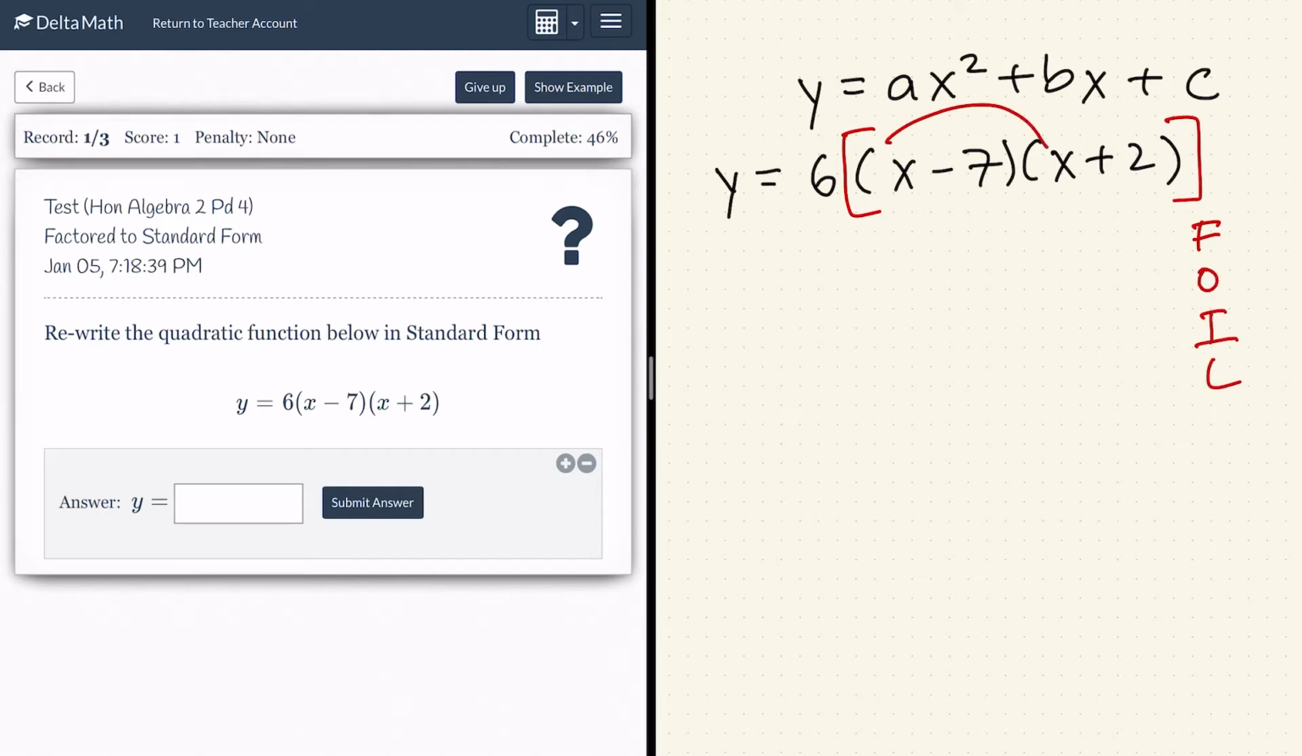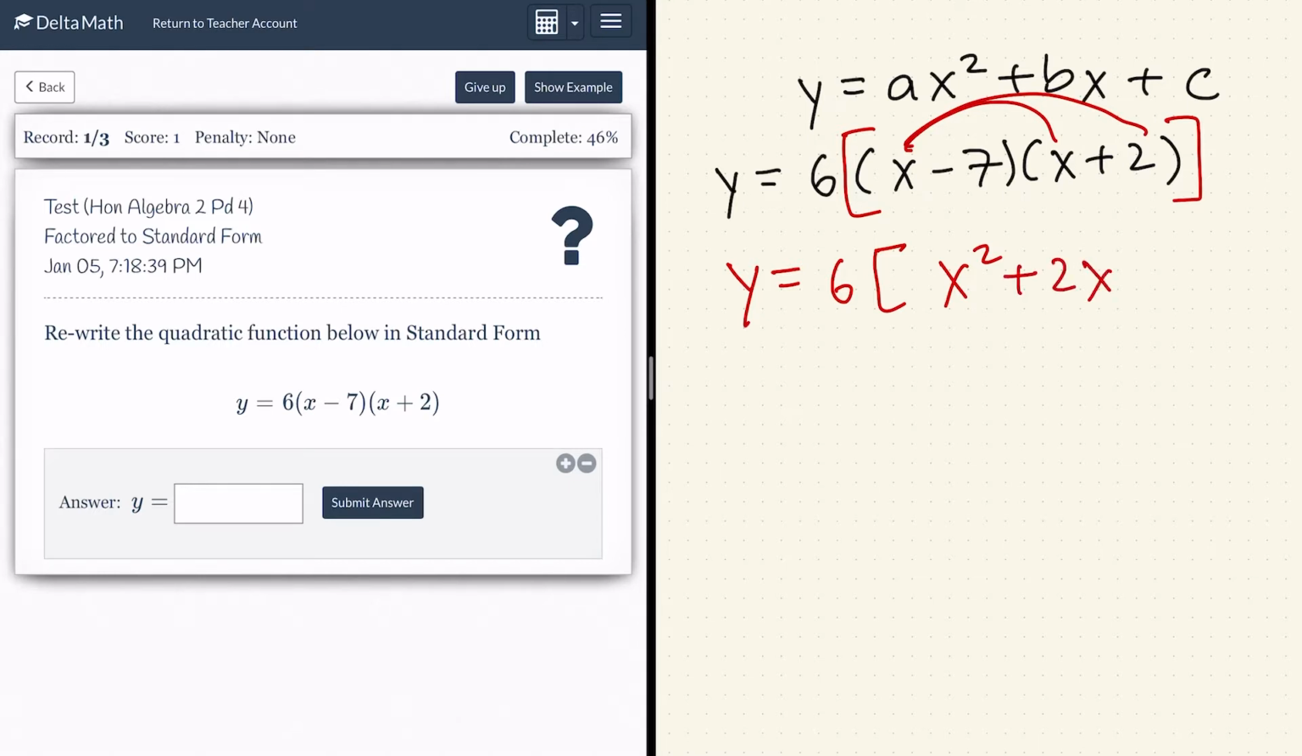We need to do x times x. That's the first two terms. X times x is x squared. The outer two terms, which is x and 2, so x times 2 is 2x. We need to do the inner terms, which is negative 7 and x, which is negative 7x. Then negative 7 times 2 will give us negative 14.